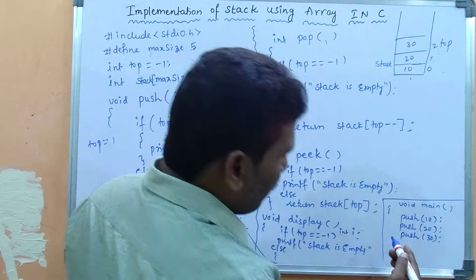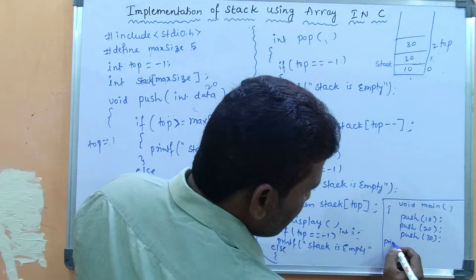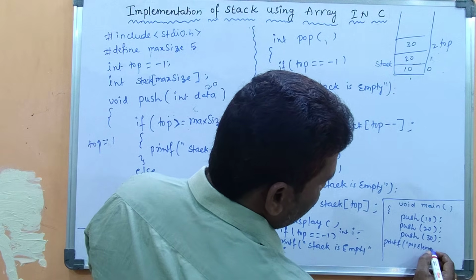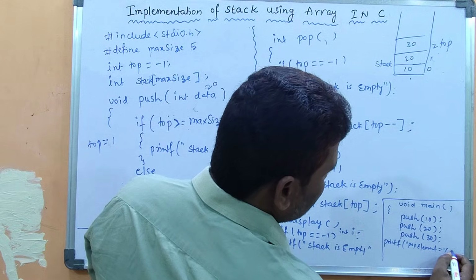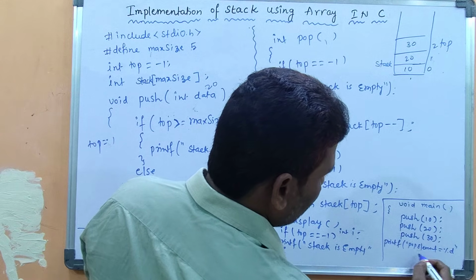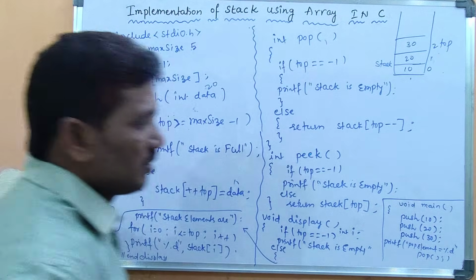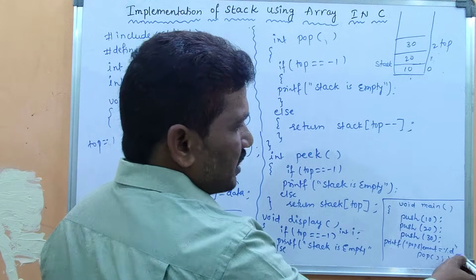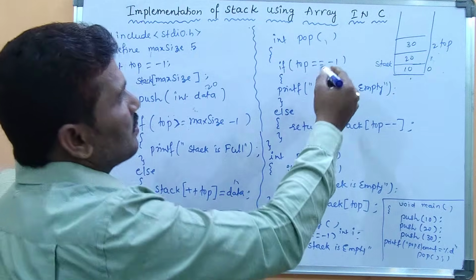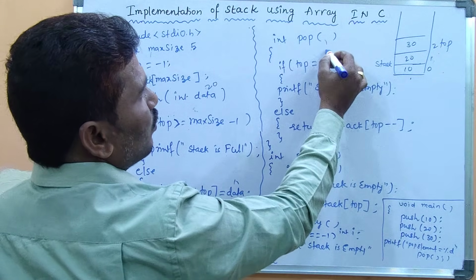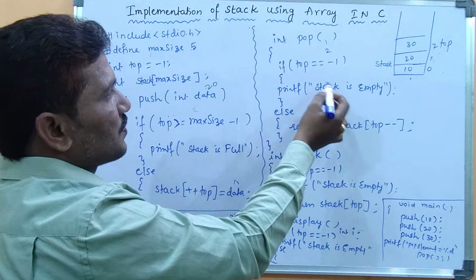Then I come to the pop. printf element equal to %ld. Then you can call pop. Okay, element pop element equal %ld, pop. Then control will come. It checks whether the stack is empty or not. What is the top value here? Top value equal to 2 because the condition returns false.